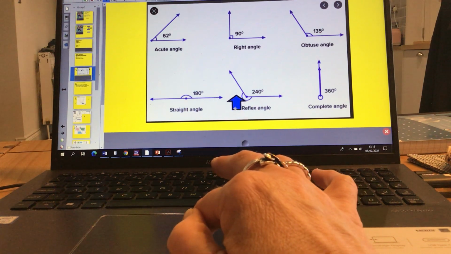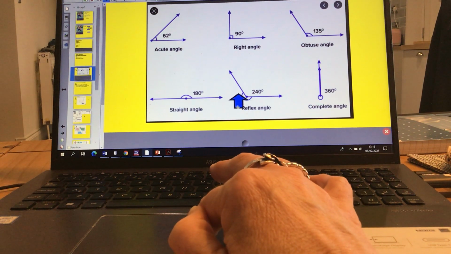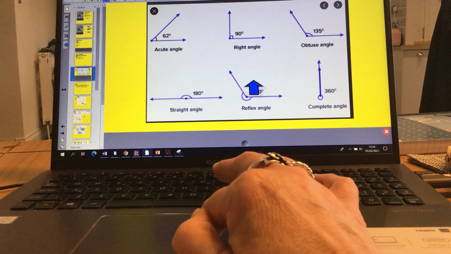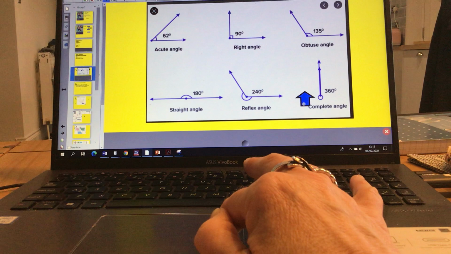This is an interesting one. I always think it looks like a Pac-Man face underneath. It's the angle that goes the other way around, the reflex angle. Okay, that one's more for year 5, but we might come across it in some of our learning this week.